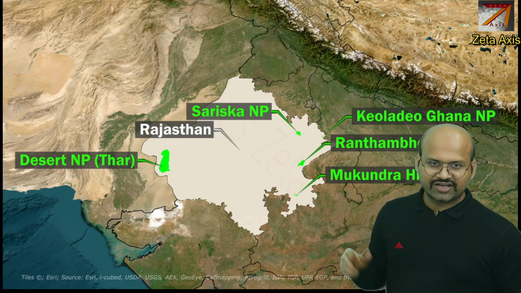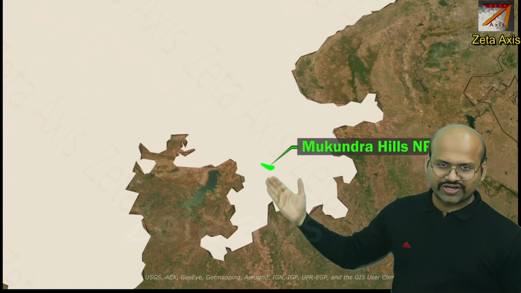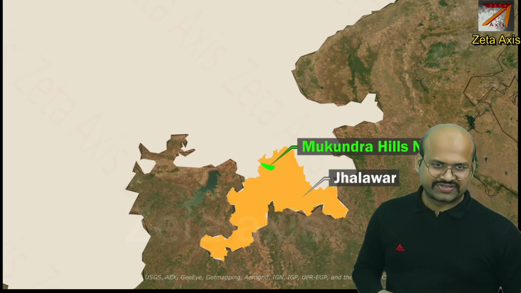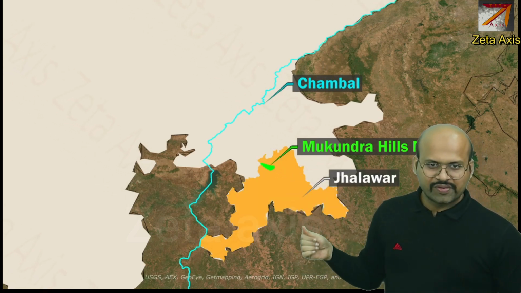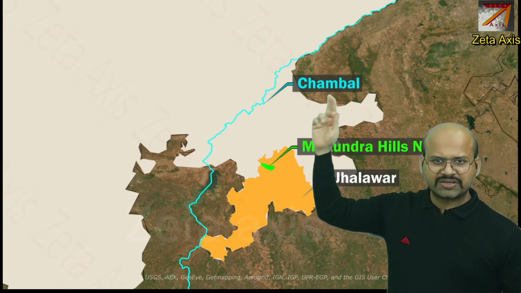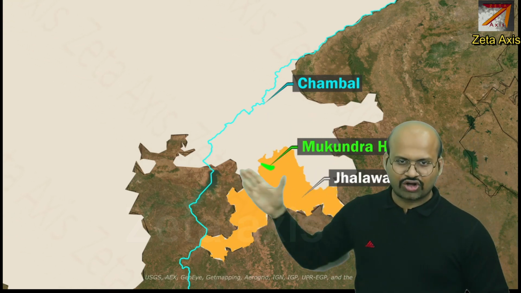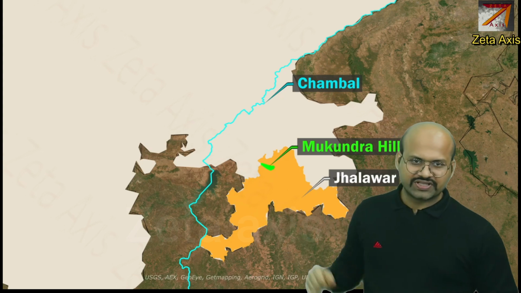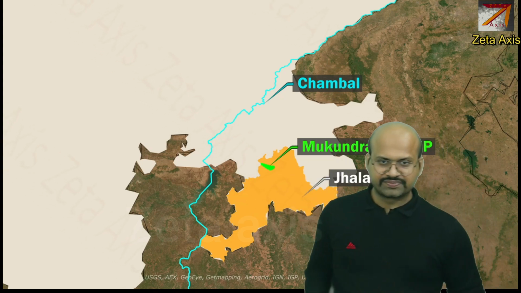If you look at the location of Mukundra Hills, we can see that it is located on the southeastern side of Rajasthan on the border of Madhya Pradesh. It is in Jhalawar district of Rajasthan and the Chambal river passes close by, although there is a lot of distance between the Mukundra Hills and the Chambal river.